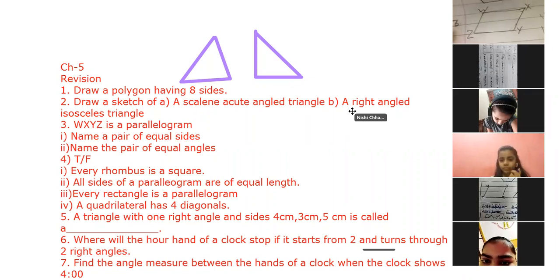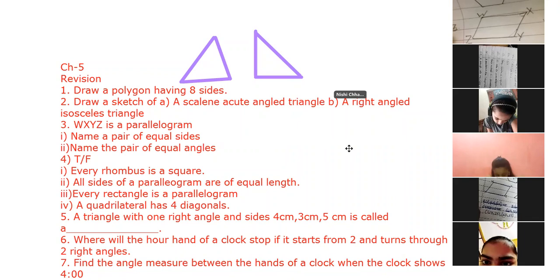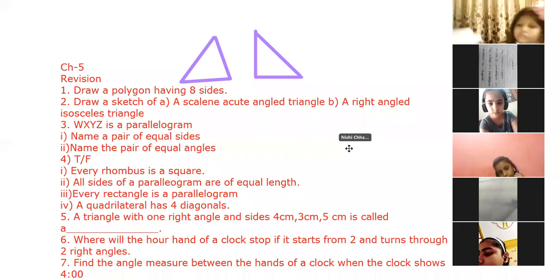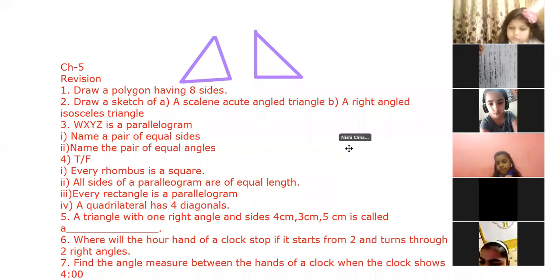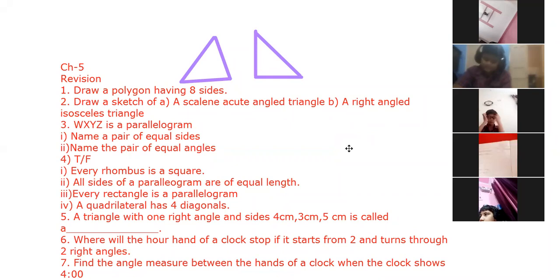W, Z, Y, and Z, Y, X. That is your pair of equal angles. You have written Z and Y, that's wrong, beta. Always in a parallelogram, opposite angles are equal, so you have to write WZY and YXW. Clear, Charvi? Always the opposite angles are equal in parallelogram. You have to see that. So do the correction.